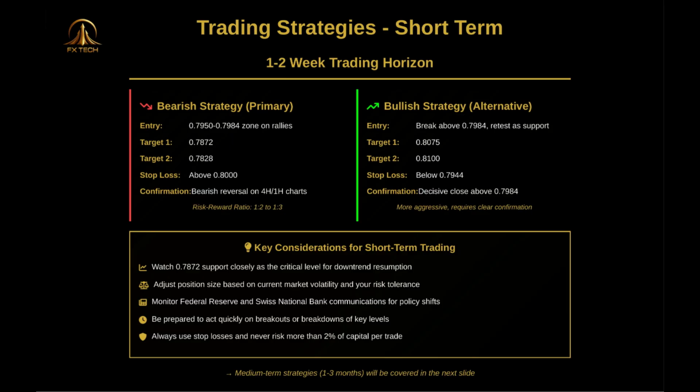The alternative bullish strategy requires a break above 0.7984, with retest to support, targeting 0.8075 and 0.8100, with stops below 0.7944. Key considerations include watching 0.7872 support closely, adjusting position size for volatility, and monitoring Fed and SNB communications. Always use stop losses and never risk more than 2% per trade.